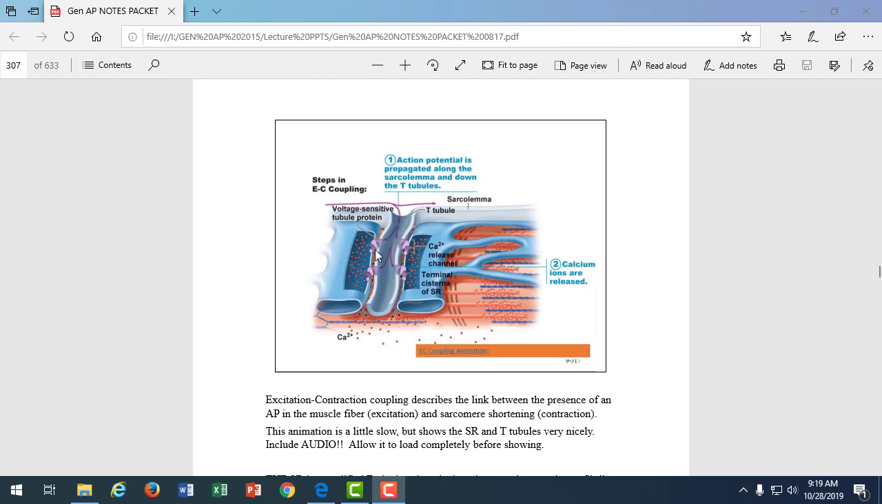So there's another voltage-gated protein, voltage sensitive. It's not quite a channel per se, but it's a special protein that changes shape, and it allows calcium out of the SR into the sarcoplasm. So when this action potential comes down the T-tubule, these voltage-sensitive protein channels change their shape and allow calcium to flood the cytoplasm of the muscle cell. So they bathe this muscle cell. We call this excitation-contraction coupling, when we take an action potential and link it to actual muscle contraction.